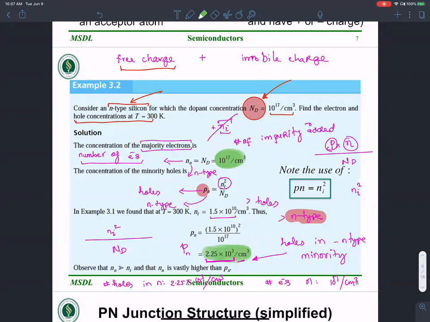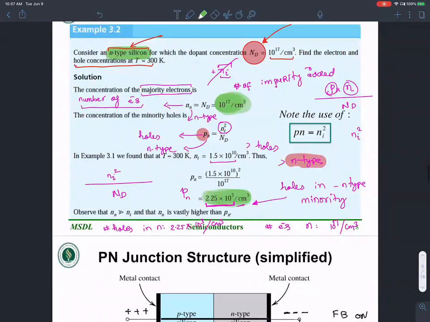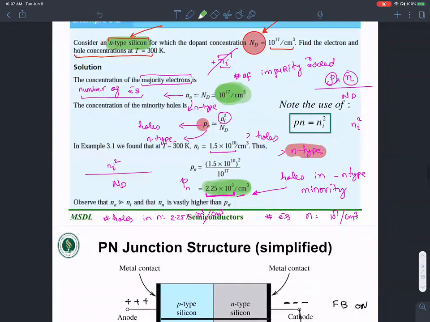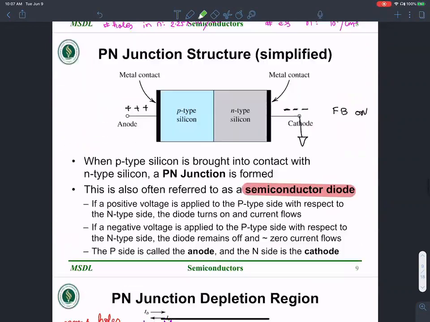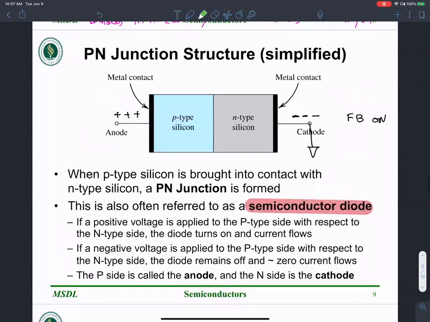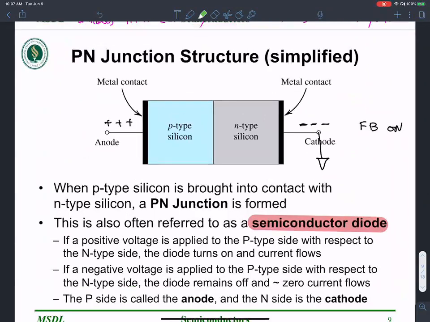Okay, so this is what we found in an n-type silicon. The number of electrons is in the order of 10 to the 17, which is the majority charge carriers, compared to the number of holes, which is Pn, given to be in the order of 10 cubed. Okay, then we went on to discuss the p-n junction structure, the simplified structure.